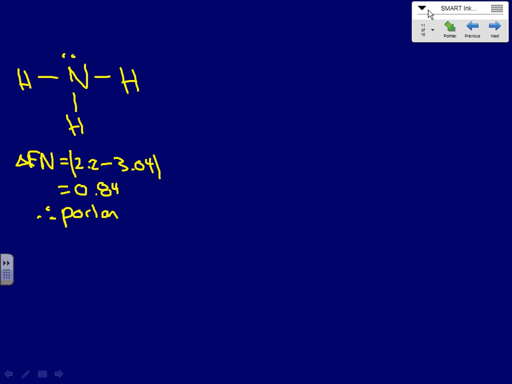Whoops, that's not how you spell polar. That's funny. Polar bonds, which means we can put our little charges on it. Where am I putting the negative? Which atom gets the slightly negative charge? Yep, nitrogen. It's the highest. So in this case, delta negative, delta positive, delta positive, delta positive.